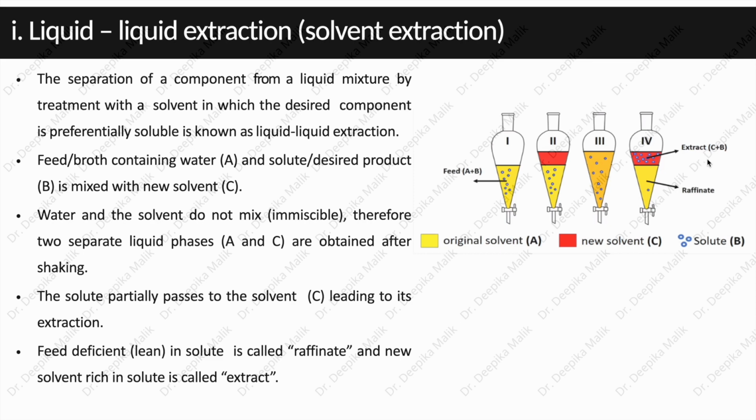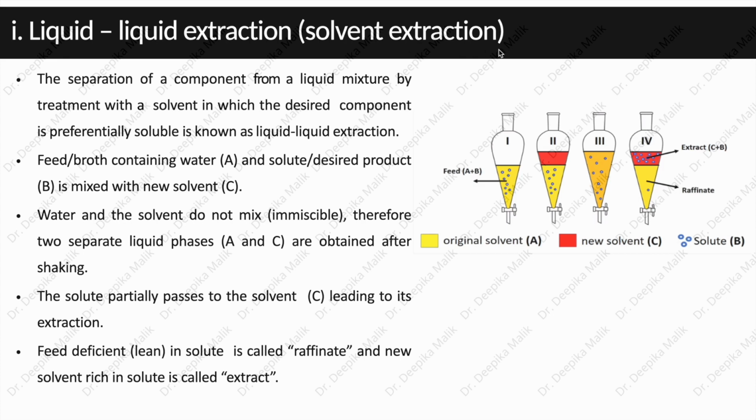Now this extract, which is basically solvent rich in our desired product or the solute, can further be treated or processed by gravitation or other separation technique like centrifugation so that the solvent can be recovered back, whereas our desired product gets concentrated. Here we are using an organic solvent for the separation, therefore this technique is also termed as solvent extraction.